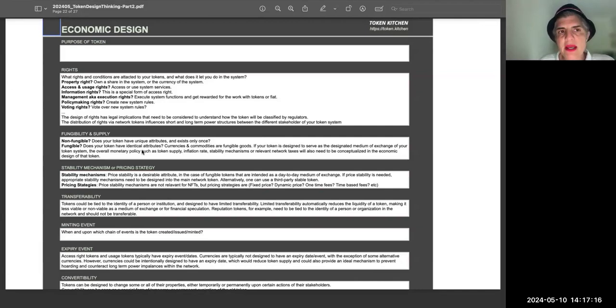Transferability is another property that is relevant in the economic context. You could create tokens that are tied, for example, to the identity of a person or institution, and they're designed to have limited transferability or not be transferable at all, right? Fungible tokens, money, traditionally was always designed, or in most economic systems was designed to have unlimited transferability. That's the nature of a medium of exchange, that you can transfer it from one person to the other, right?